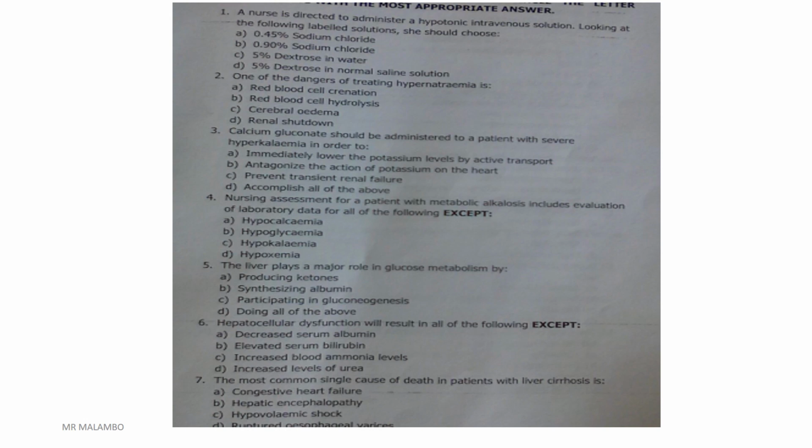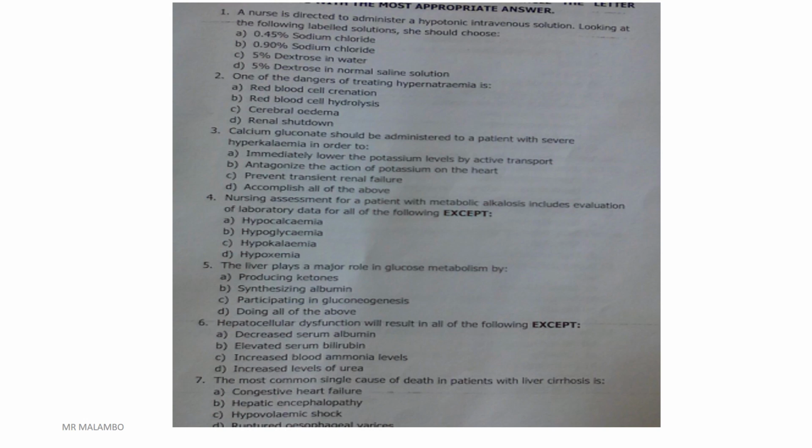Red blood cell crenation. Then question 3 says calcium gluconate should be administered to a patient with severe hyperkalemia in order to do what? To prevent transient renal failure. The answer is C. Then question 4 says nursing assessment for a patient with metabolic alkalosis includes evaluation of laboratory data for all of the following except which one? Answer is D, hypoxemia.